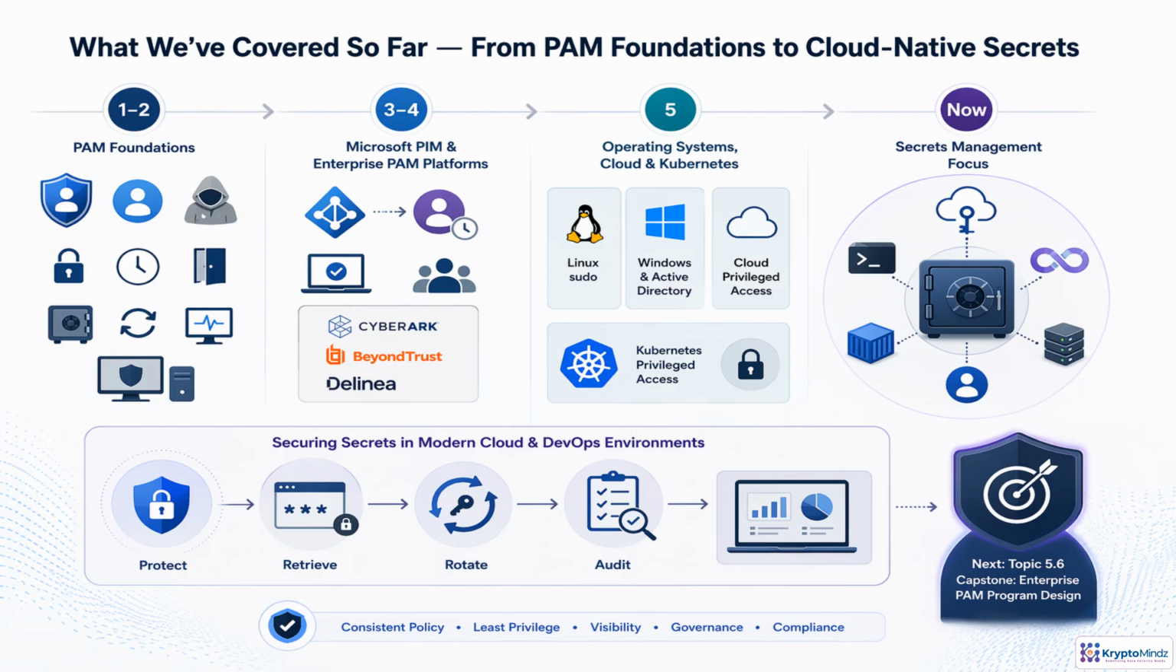We've built the privilege story from the ground up: identity basics, PAM controls, Microsoft PIM, enterprise platforms, and privileged access across operating systems, cloud, and Kubernetes. Now we'll focus on secrets, how applications and teams protect, retrieve, rotate, and audit them before we design a complete enterprise PAM program.